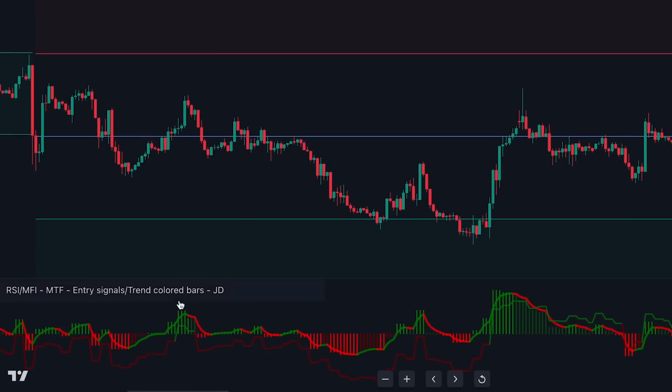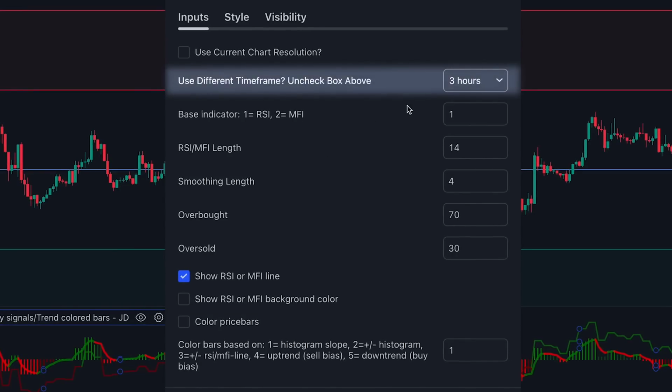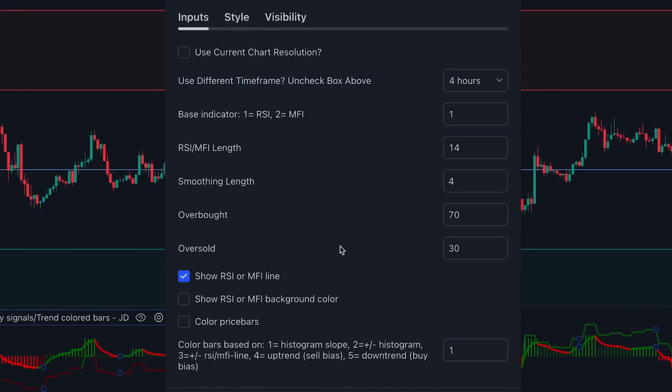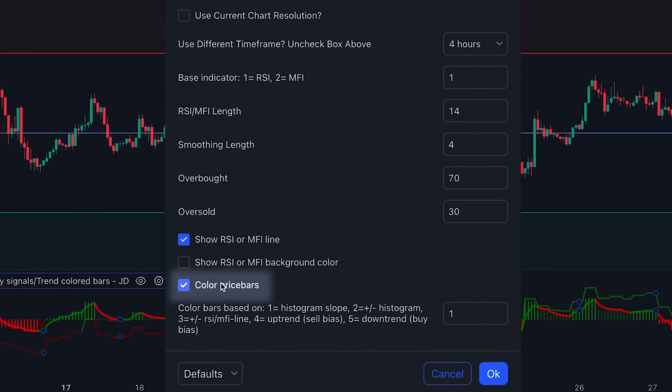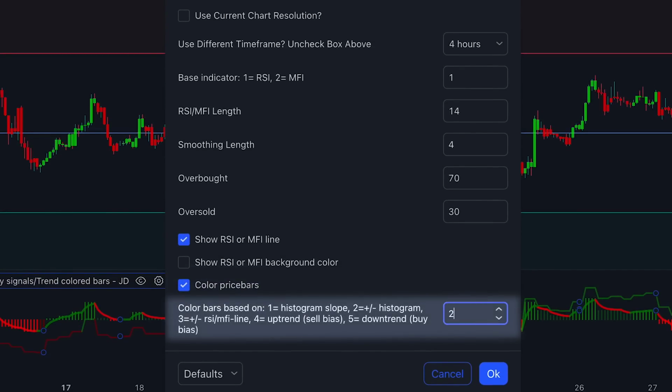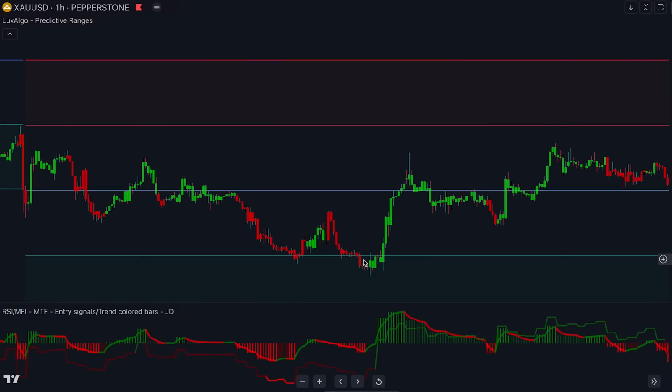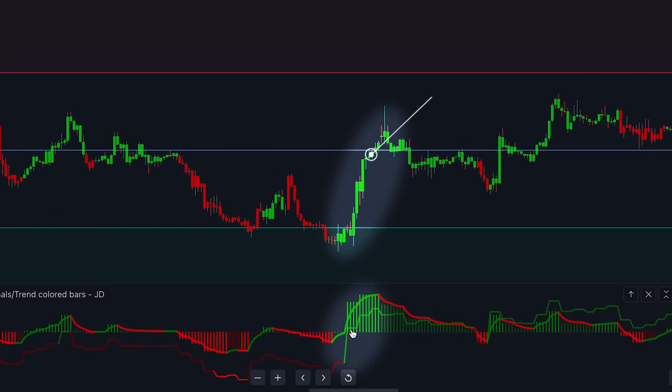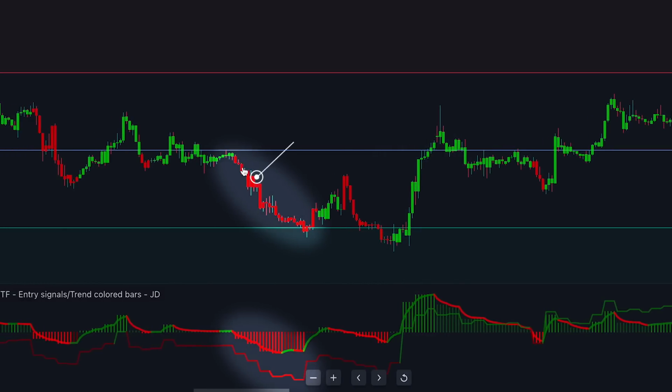If we open the settings, what we will want to do is also change the time frame being used for calculations to the 4-hour time frame. Enable color price bar and change the input to 2. Now you can see how the indicator colors the candles based on the colors of the histogram. Green is bullish while red is bearish.